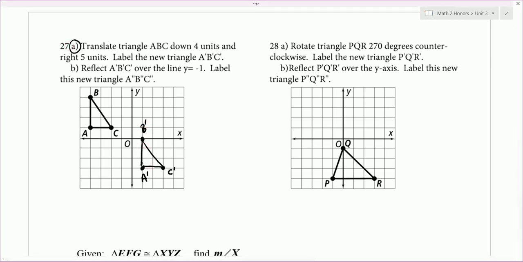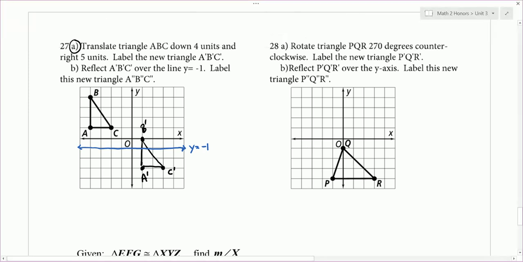Part A done. Part B, reflect that triangle over the line y equals -1. All right, so first of all, where's the line y equals -1? That's this line right here, the horizontal line. If you pick any point on this line and look at its coordinate, its y value is always going to be -1. All those points on that line are stuck at the height -1. That's why we say that's the line y equals -1. So we want to reflect this across that line.